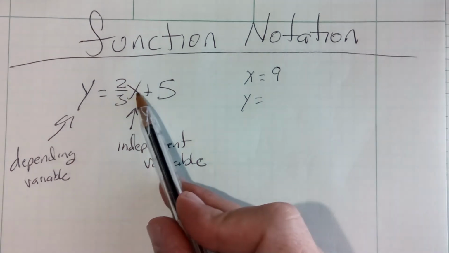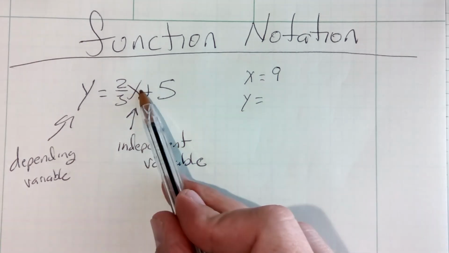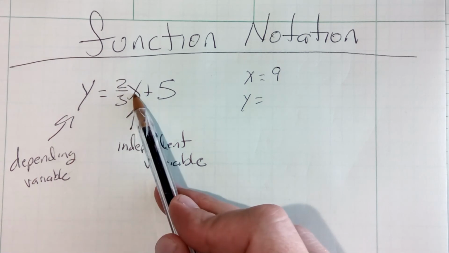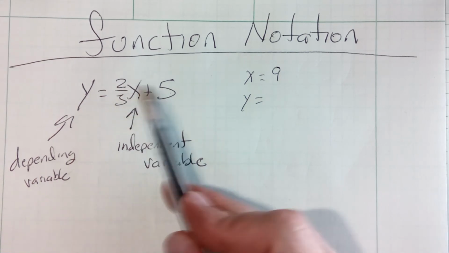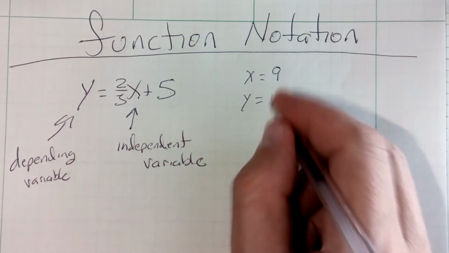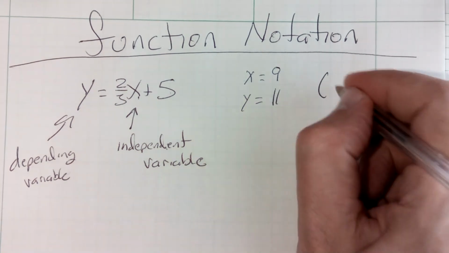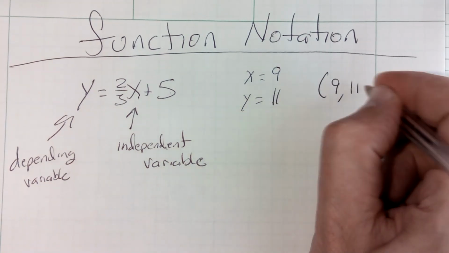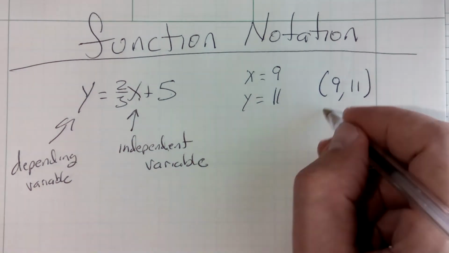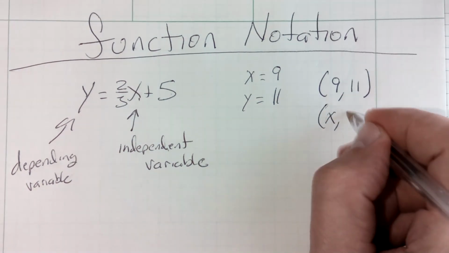You say, okay, let's let x equal 9. 2/3 of 9 would be 6. 6 plus 5 is 11. So y would equal 11. And oftentimes we write that as an ordered pair, (9, 11), where the first number is our x value, the second number is our y value.